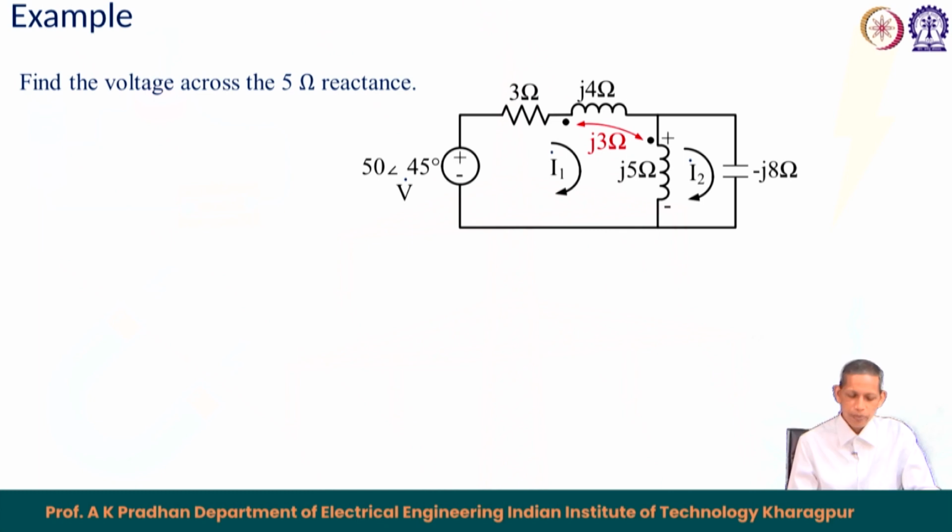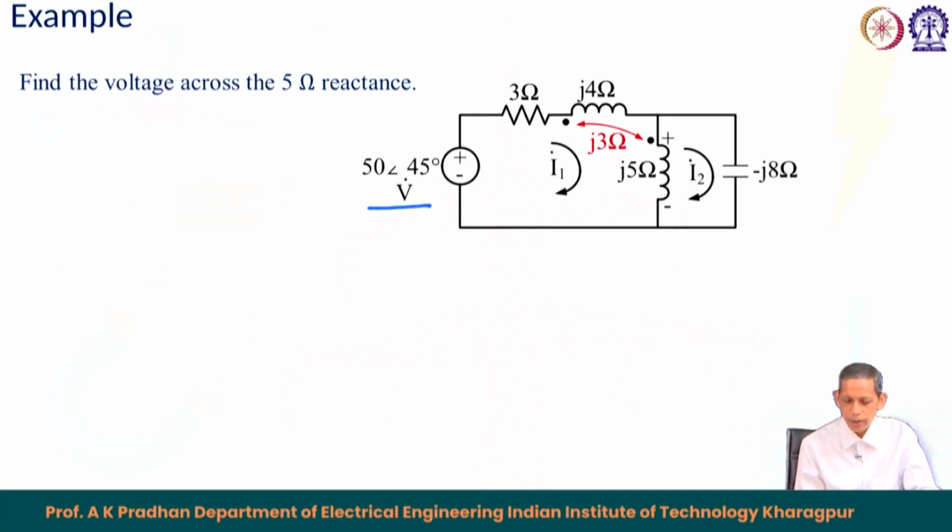We have another example on the coupled circuit. Now, let us see this example. We have a source of 50 with an angle of 45 degrees, and we have a 3 ohm resistor, a j4 ohm reactor, a j5 ohm reactor, and a minus j8 ohm capacitor. But note here that the j4 ohm and j5 ohm reactors are coupled, and the mutual reactance between them is j3 ohm.